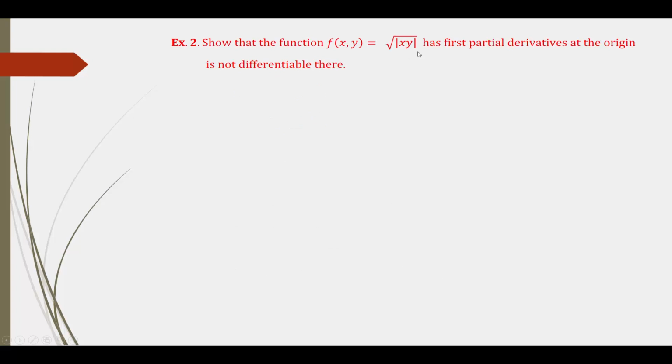Show that the function f of x, y has first partial derivatives at the origin and is not differentiable. Means first find the first partial derivatives of the function f of x, y, means find f x of (0, 0) and f y of (0, 0), and then show that the function is not differentiable. Means first find f x of (0, 0). We know that f x of (a, b) equals the limit as h tends to 0 of f of a plus h, b minus f of a, b upon h.